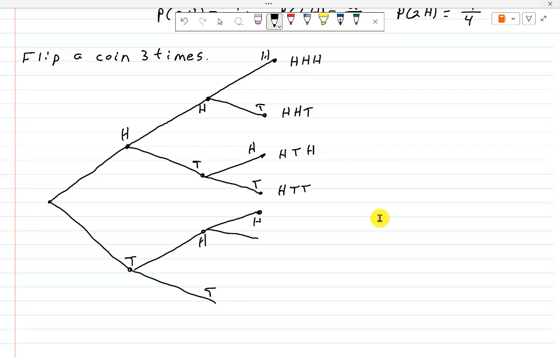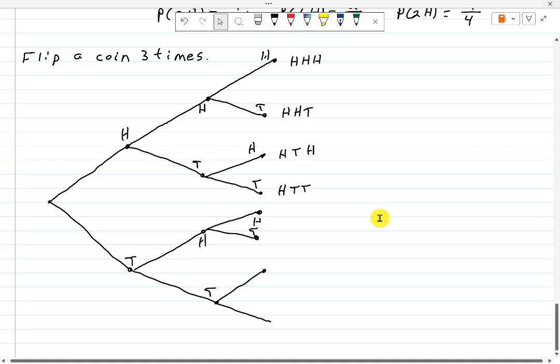H or T, and down here the same thing. H or T. And once again, I want to pull these inside so that they don't interfere with my labels here at the ends. All right, so for this one here, we have THH. The next one we have THT. Then we have TTH. And then finally TTT.